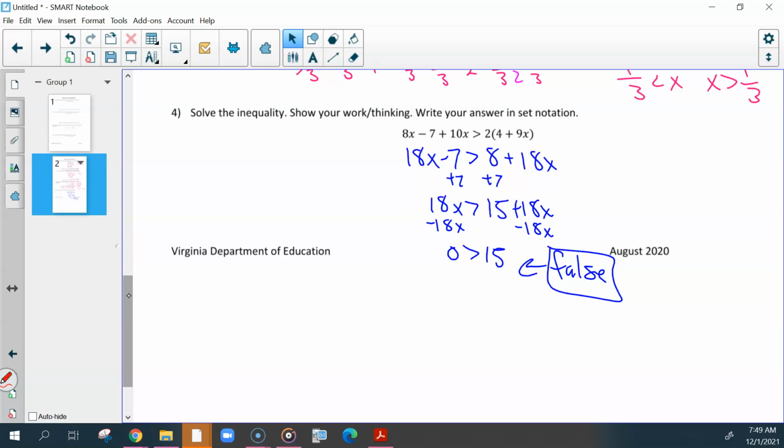I've solved this, and this is false. It's not really no solution. No solution isn't in the solution set. It's just this is false. Any questions on any of those 4?